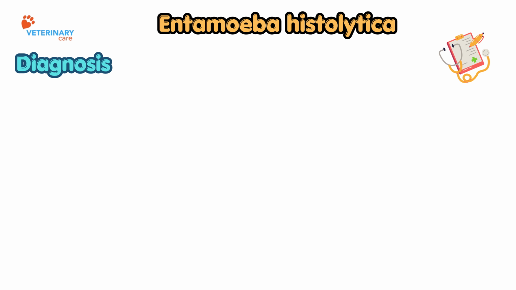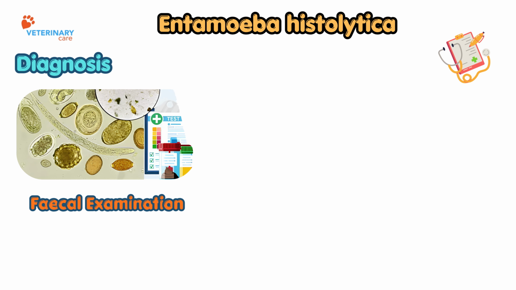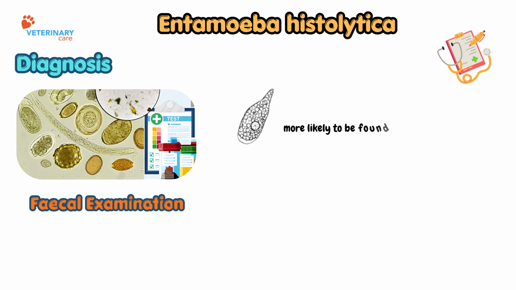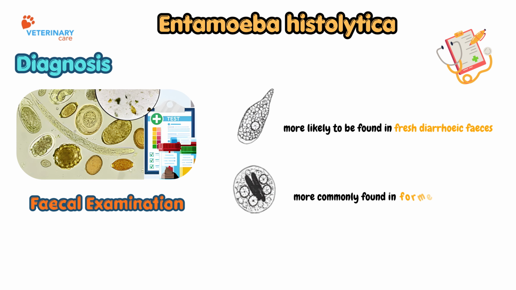For diagnosis, fecal examination is the main method. Trophozoites are more likely to be found in fresh diarrheic feces, while cysts are more commonly found in formed feces.